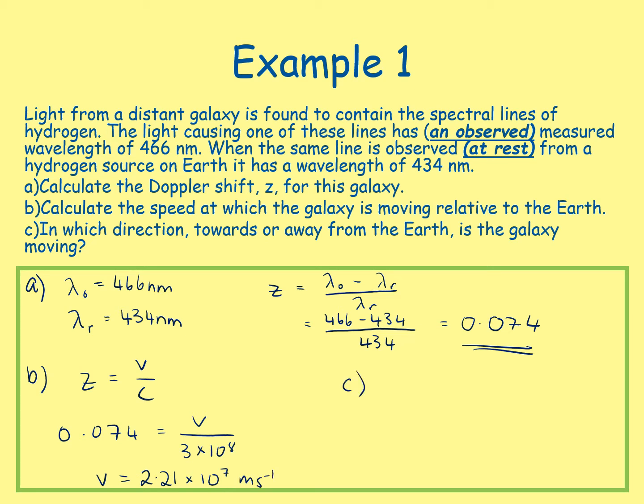Question C. In which direction, towards or away from the Earth, is the galaxy moving? Z is positive, therefore the galaxy is moving away.